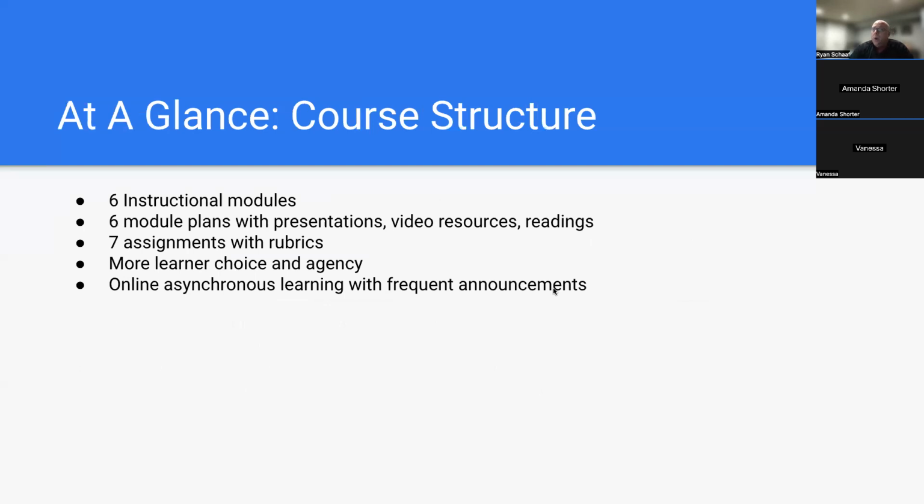Okay. So at a glance, the course structure. There are 6 instructional modules. Each instructional module comes with a module plan, which is kind of like point A to point Z. It really takes you through the entire module, tells you exactly what to do. There are seven assignments. Actually, technically, there's 6 assignments with a bunch of discussion forums, which I'll talk about in a minute.